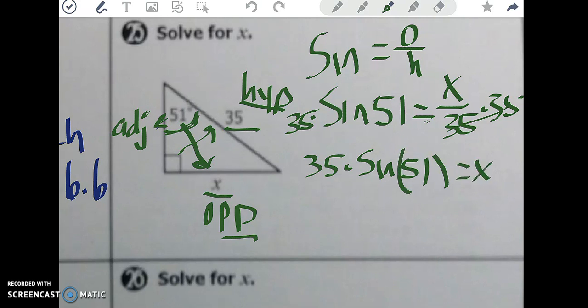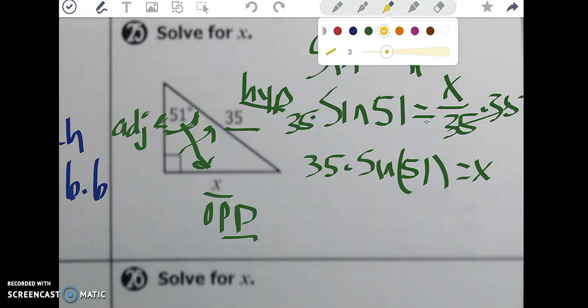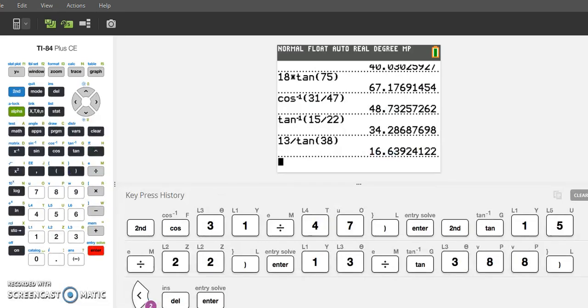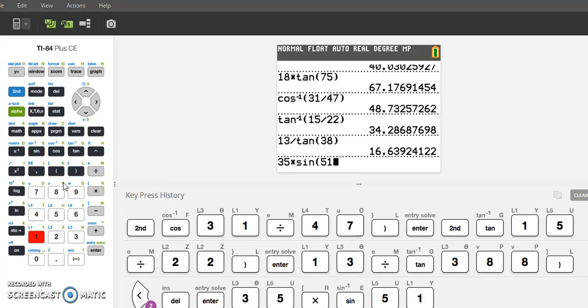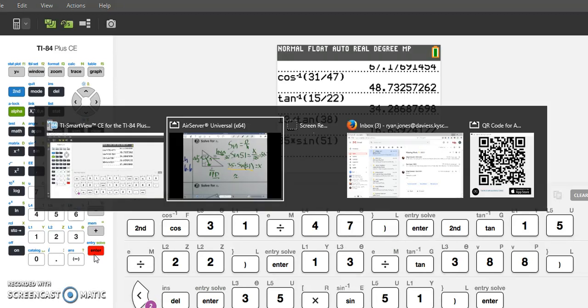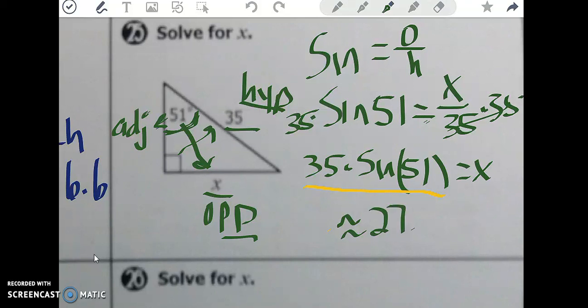is equal to x. So then we just type the left side of the equal sign into our calculator. So what we do, we have 35 times sine 51, close the parenthesis, hit enter, and that means the side that we're looking for, that opposite side, is going to be about 27.2. So approximately 27.2.